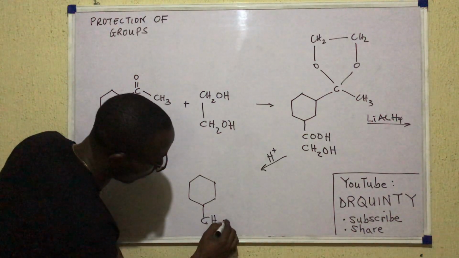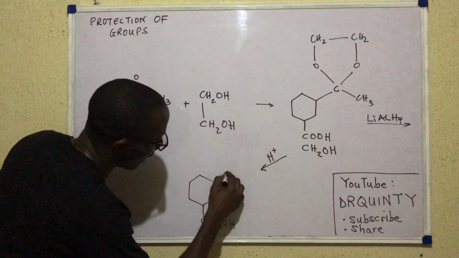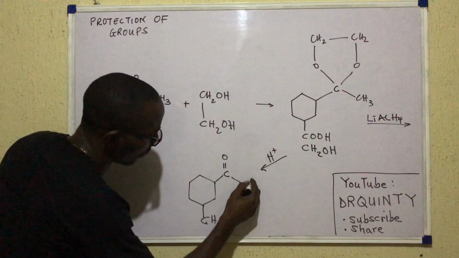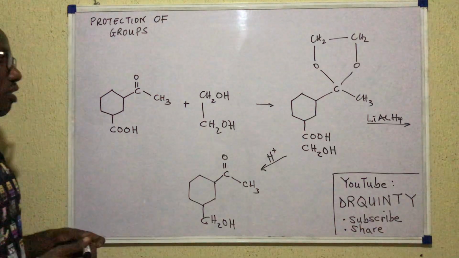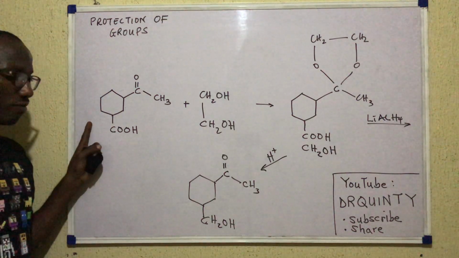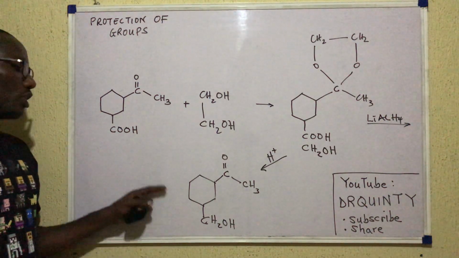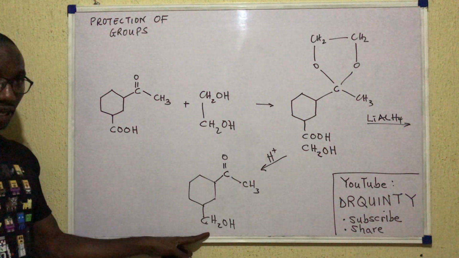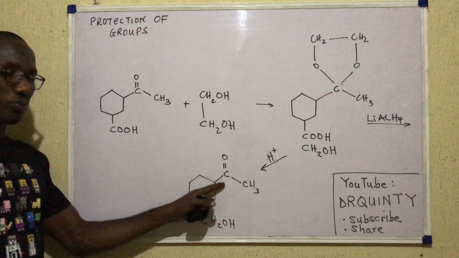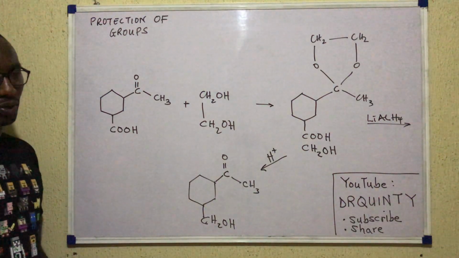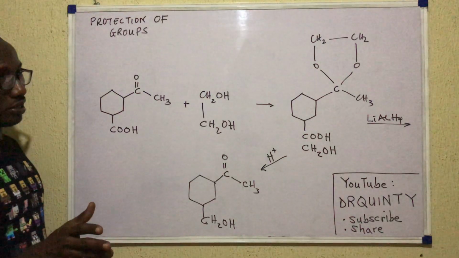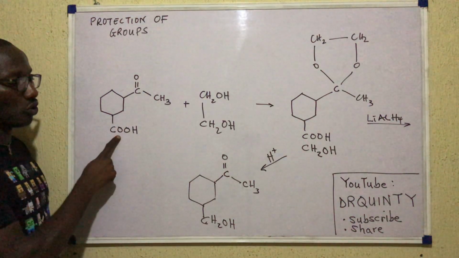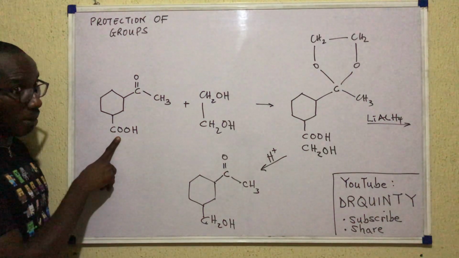This CH2OH now, and then on this side I have CO and then CH3. So what's the overall effect? Looking at where we started from and where we ended up, the COOH group has been reduced to CH2OH, whereas the carbonyl group remains the carbonyl group. So the way it works normally is we protect this group using something that will not react with this. That's what should happen normally.